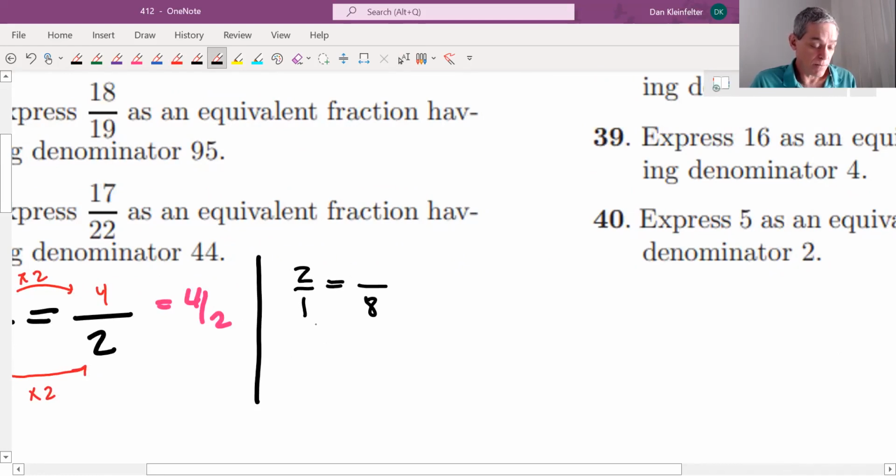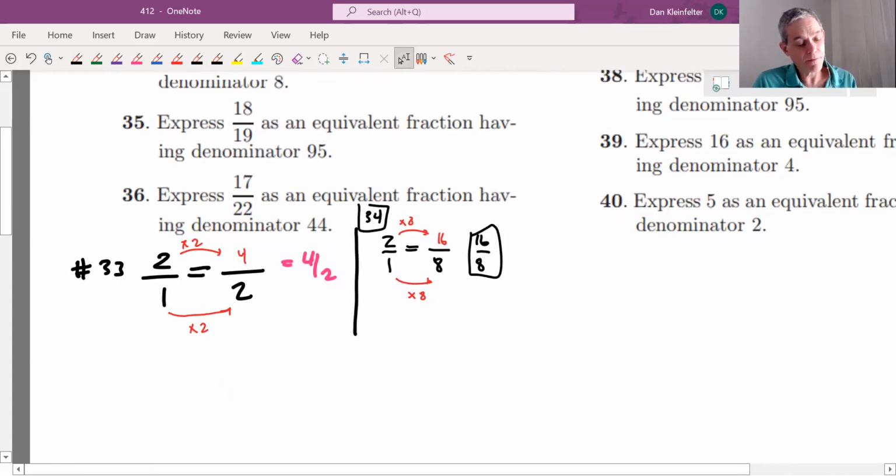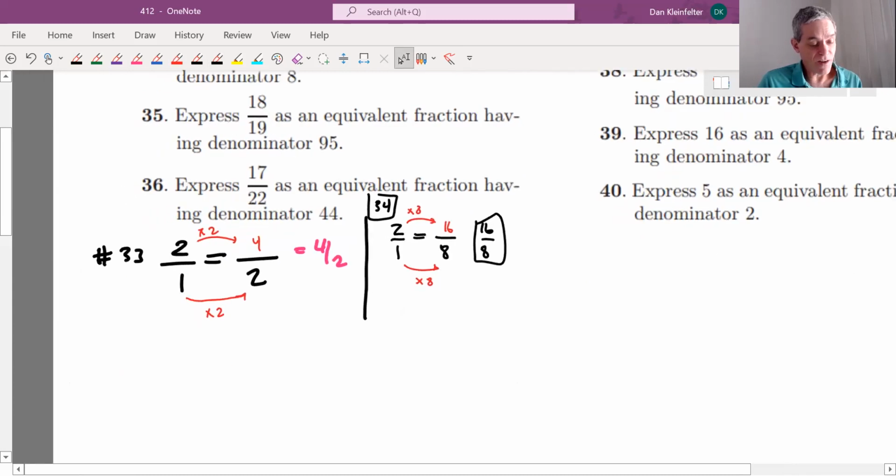So 1 times 8 is 8. 2 times 8 is going to be 16. So we will have 16 eighths for number 34. Okay, let's try 35 next.